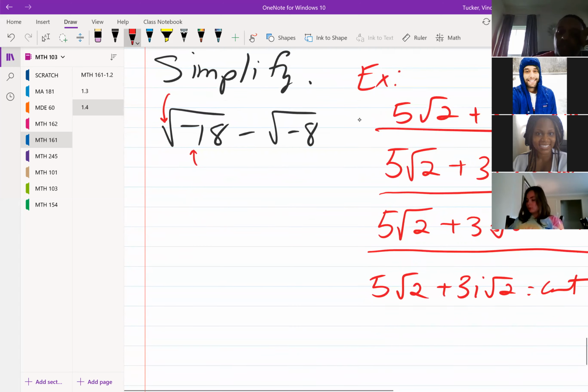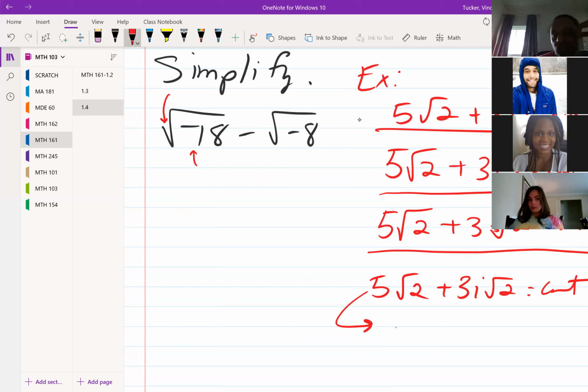At the most, what I could do here is, I don't know if I even would want to do that. Nah, I wouldn't even want to do that. So yeah, that's it. That's all you can do with it. Questions on what you can simplify and what you cannot simplify? All right.